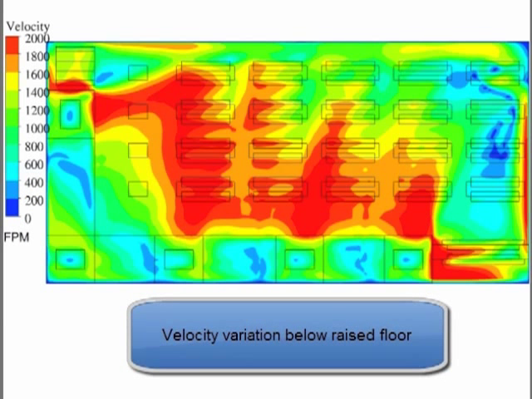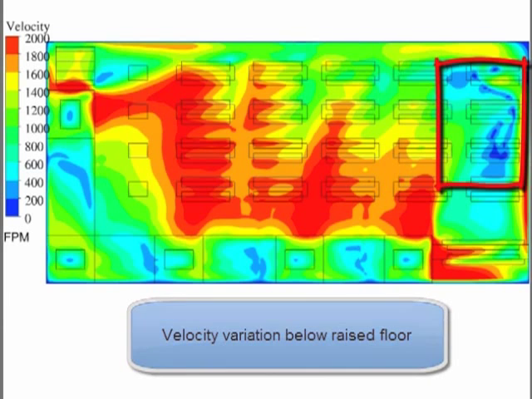The contour plot here shows airspeed variation below the raised floor. We then could identify the racks which are getting the least amount of air and make recommendations.